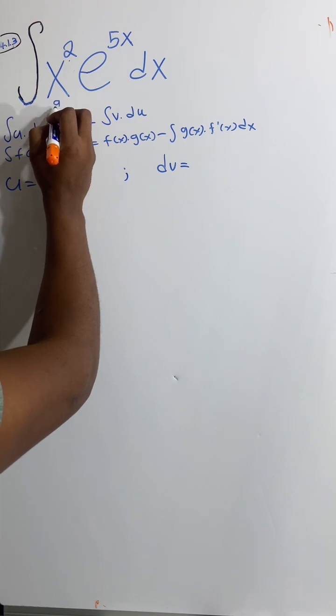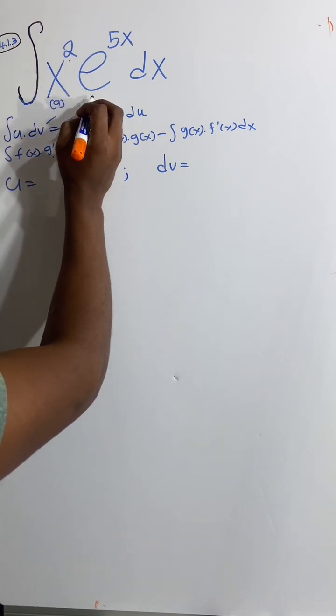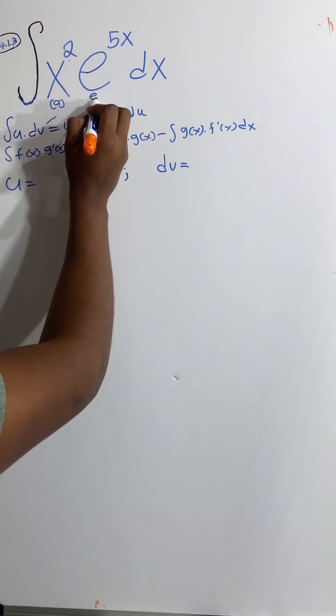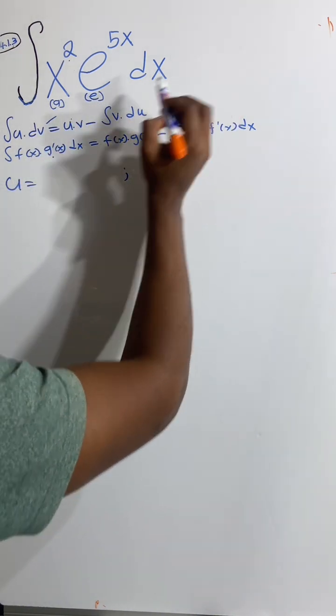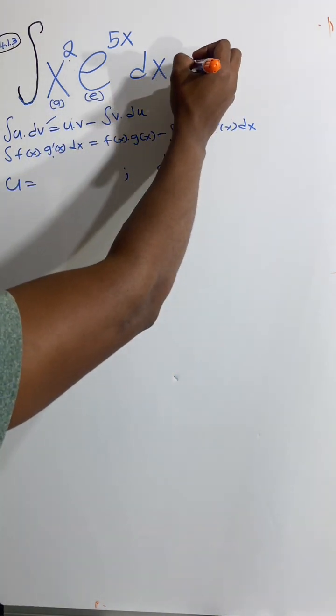So we know that the x squared is an algebraic function, and the e to the power 5x is an exponential function. To determine the value of u, we use the Euler rule.